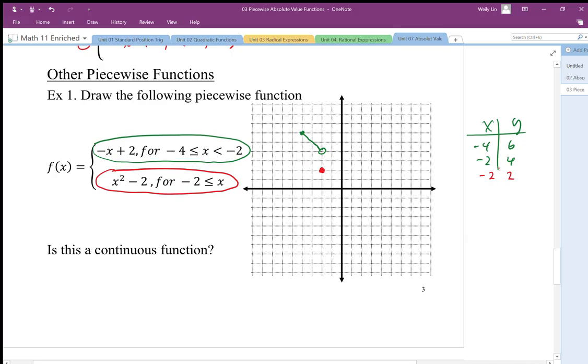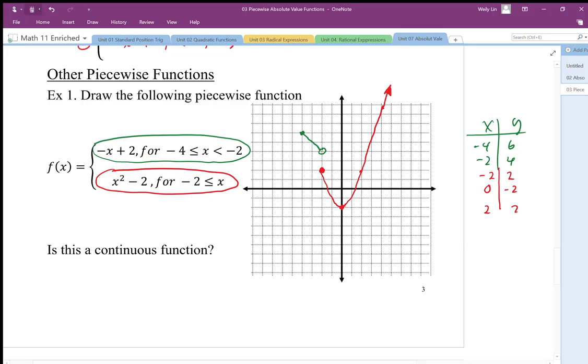And this is a parabola. We have a vertex at 0, negative 2, and we'll just plug in a symmetrical point here. We'll use positive 2 and 2, and so this is a parabola that looks like this and is just going to keep on going. Okay, so this is my piecewise function. It starts here, there's a hole here, it jumps, and it continues on forever here.